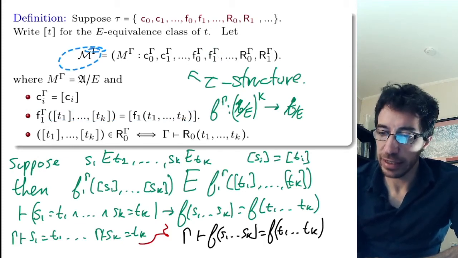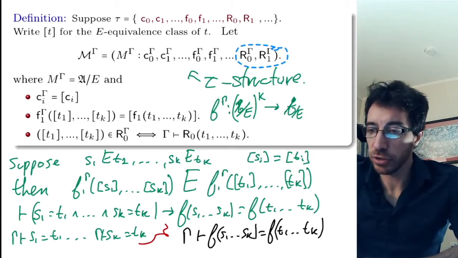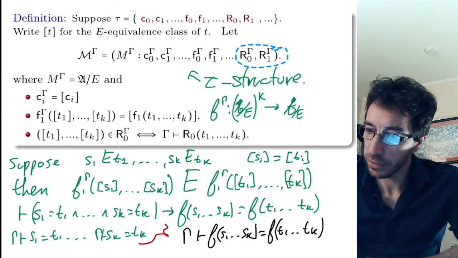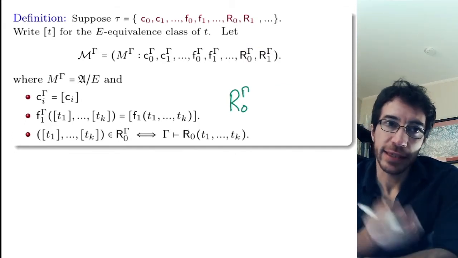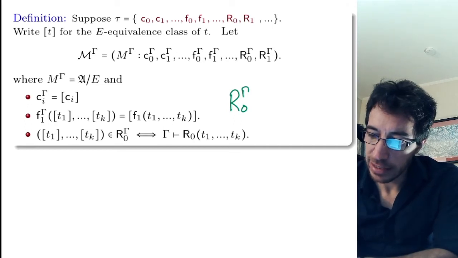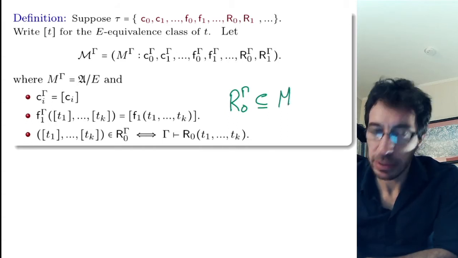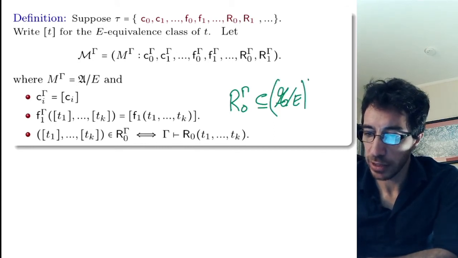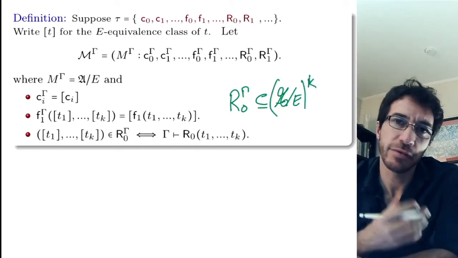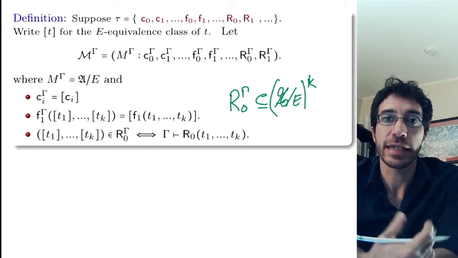And how do you define the relations? Well, you do something similar. Let's go to a new clean page. The interpretation of a relation of arity k, in this case we have arity k, is going to be a subset of this quotient, M gamma to the k. So it's a set of k-tuples from M gamma. The set of all the things that essentially satisfy the relation, right? That's the interpretation. The set of all things that satisfy the relation.